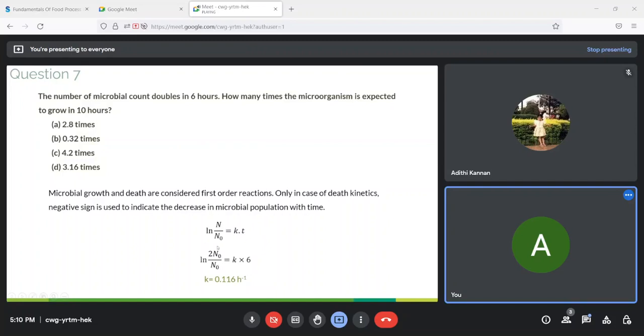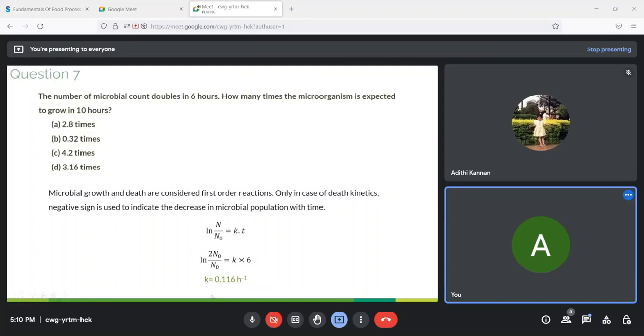So we'll have n is equal to 2 times n naught, and n naught we'll keep as n naught itself. So in the numerator and denominator, n naught gets cancelled, and you will only have ln 2 on the LHS. And since this doubling happens at time t equal to 6 hours, you will substitute t is equal to 6 here. So your equation will become ln 2 is equal to k into 6. From this you can calculate k as 0.116 per hour.